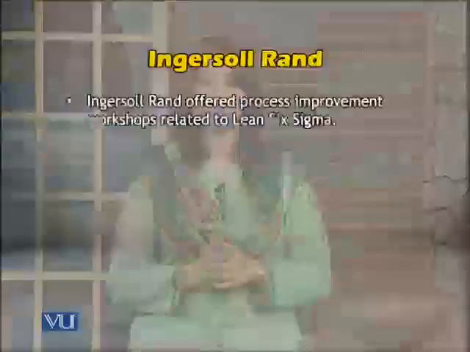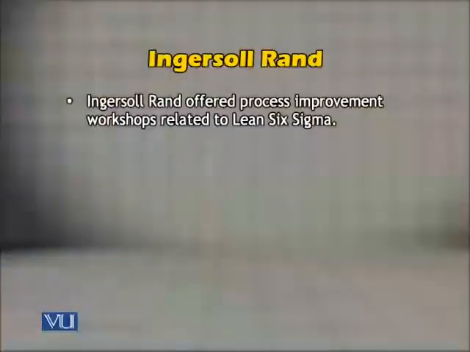From the perspective of internal processes, how much has there been improvement in the internal processes of your organization? For example, Ingersoll Rand is an American corporation that sells diversified industrial products to various different customers. They offered a performance improvement training program, a training workshop related to Lean Six Sigma.